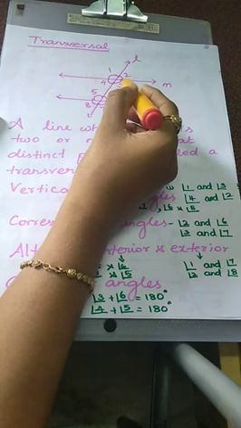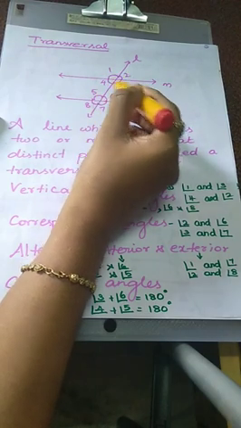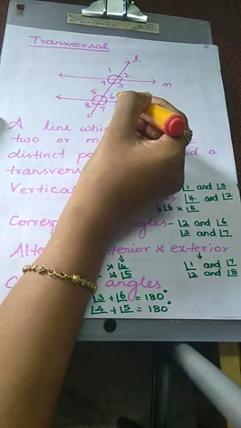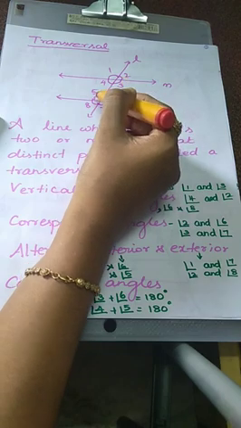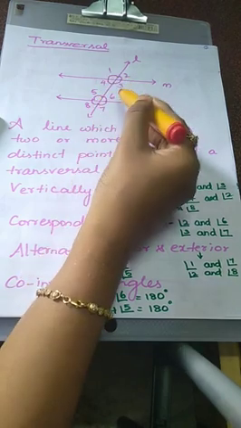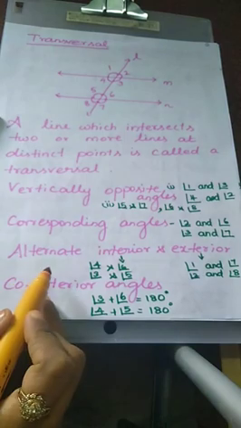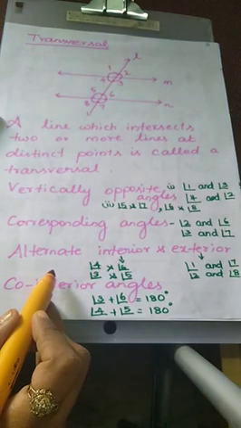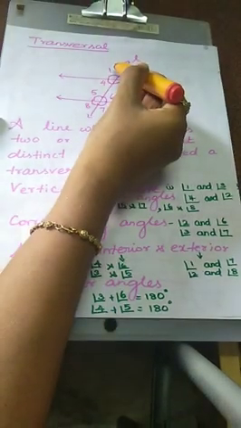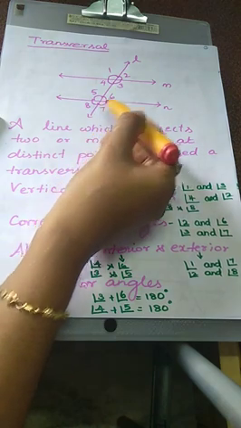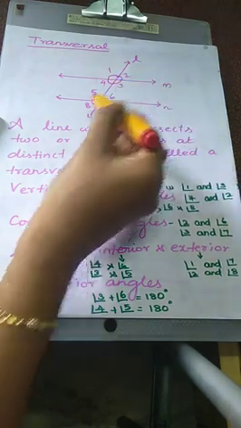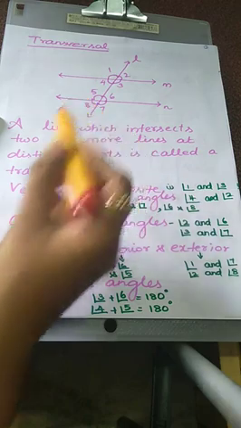Alternate interior angles are 3 and 5, 4 and 6. Alternate interior angles are also equal. So angle 3 is equal to angle 5, angle 4 is equal to angle 6. Then alternate exterior angles are also equal. Exterior means angle 1 and angle 7, that are equal. The next angles, 2 and 8, these two angles are also equal.